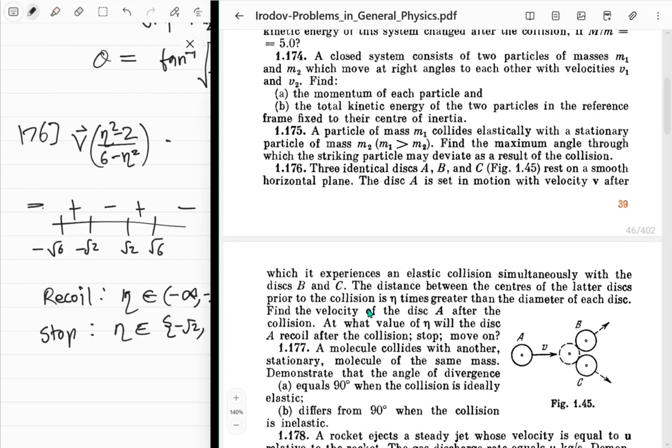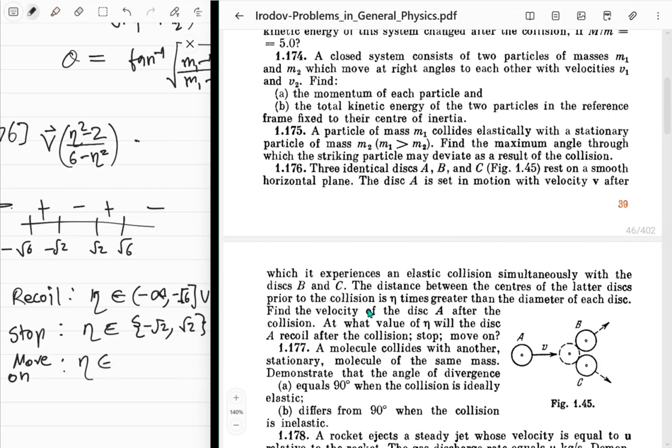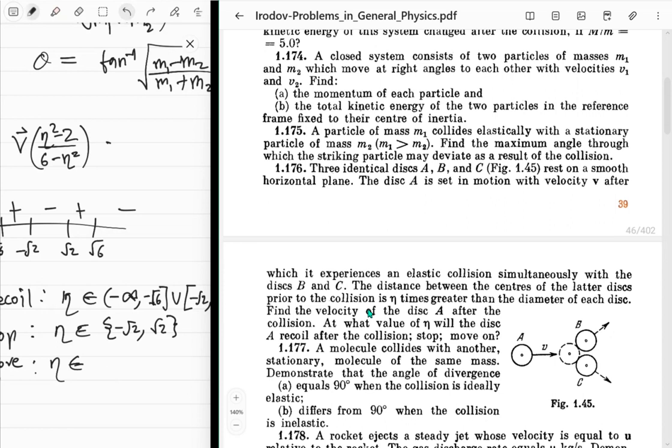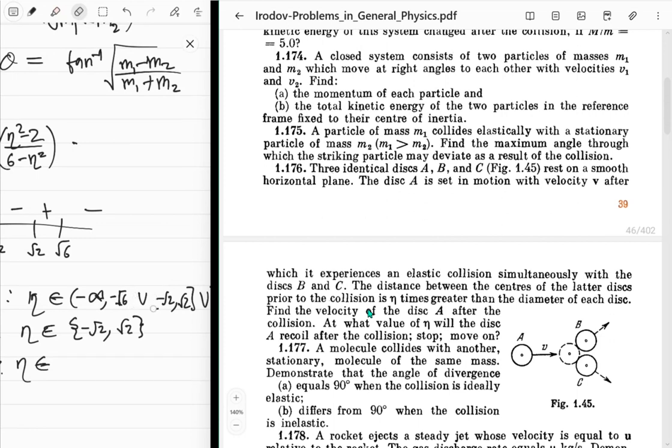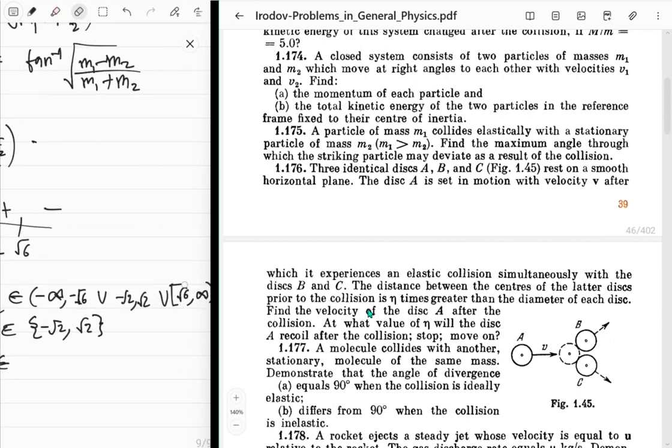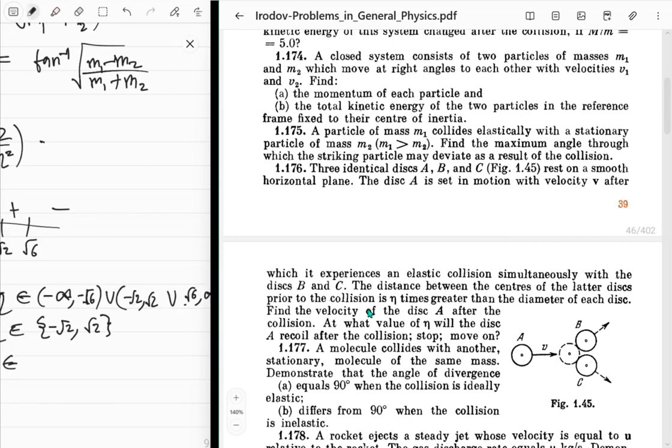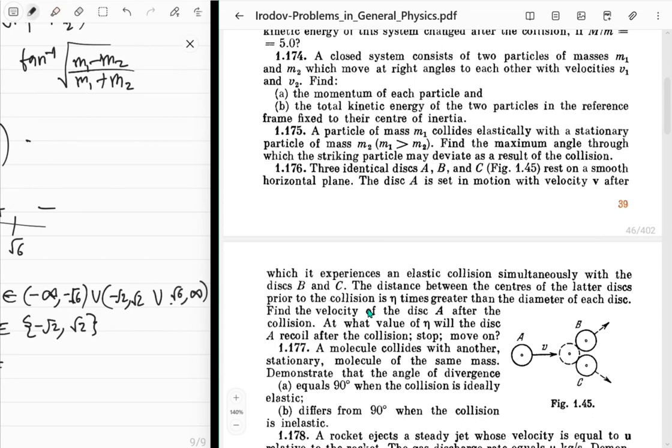What was the last condition? Move on. When you have eta belonging to, oh sorry, it should not be like that. Actually, it should not include square root 6 in any way, and also not these, because it's strictly negative. And square root 6 should not be included in any condition because that just makes this not defined.